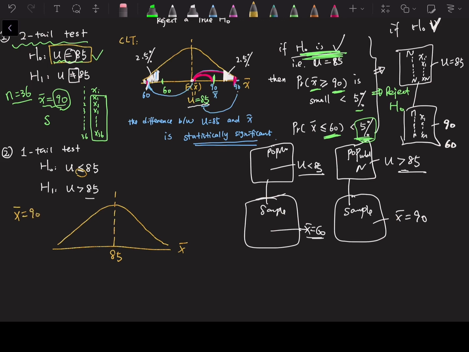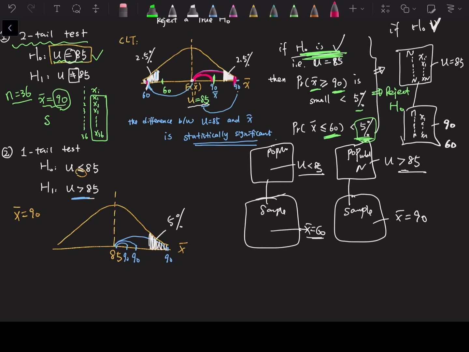If 90 is here, maybe it's very close to 85, right? If 90 is here, it is far away from 85. So how far away is far away? How far away can be called significantly far away? Then we need a significance level. So now because you're only interested in whether the population mean is greater than 85, the significance level is only on one tail. Now this whole thing, this is 5%.